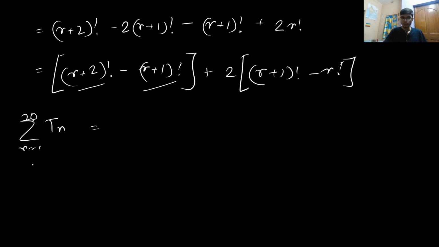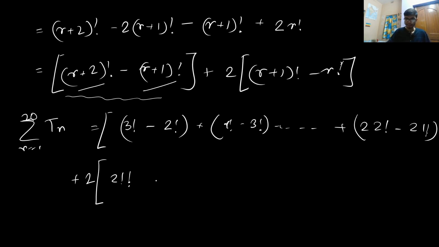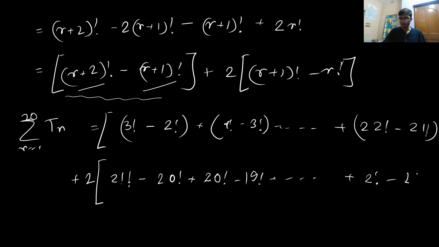So if you put r as 1, this is equal to 3 factorial minus 2 factorial, plus, evaluating the first bracket first, 4 factorial minus 3 factorial, and so on up to the last term, which will be 22 factorial minus 21 factorial. Similarly for the second bracket, this is 2 times, if you put the last term first, 21 factorial minus 20 factorial plus 20 factorial minus 19 factorial, and so on up to the last term, which will be plus 2 factorial minus 1 factorial.